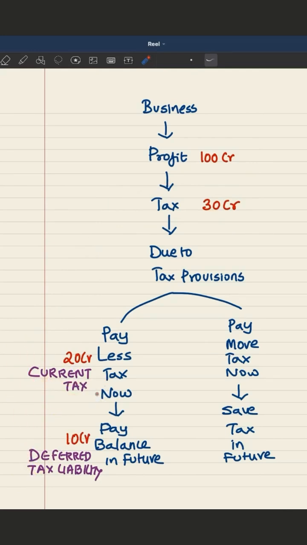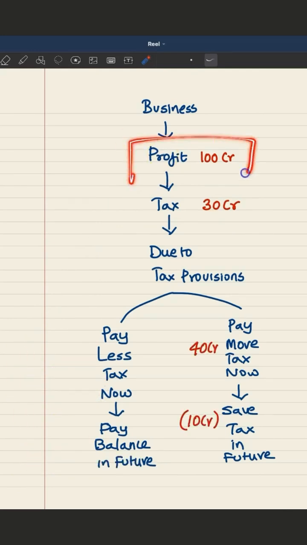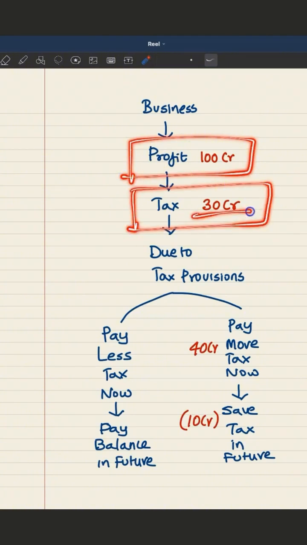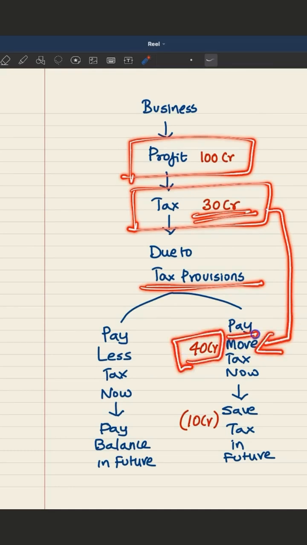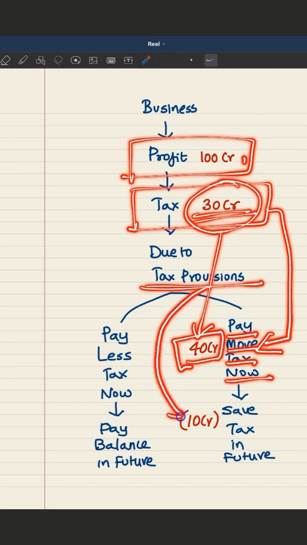Let us also look at deferred tax asset. Look here, they made a profit of 100 crore. Ideally, they should pay tax of only 30 crore, but thanks to tax provisions, this entity is forced to pay 40 crore. It means they are paying more tax now. Why am I saying they are paying more tax now? Because they are supposed to pay only 30 crore based on the profits, but they have paid 40 crore. It means they have paid more tax of 10 crore. So this 10 crore, whatever they have paid in excess, will get adjusted in future tax obligations for sure, as long as there are legal provisions supporting that.